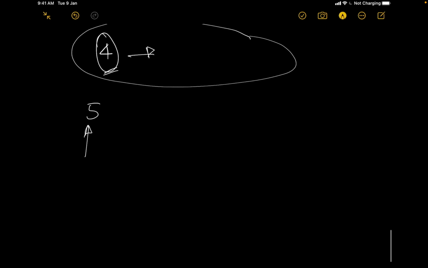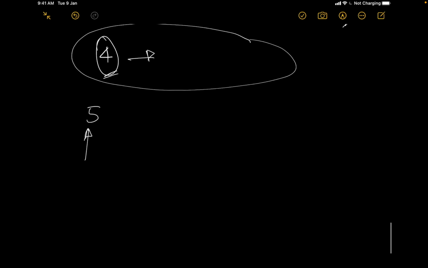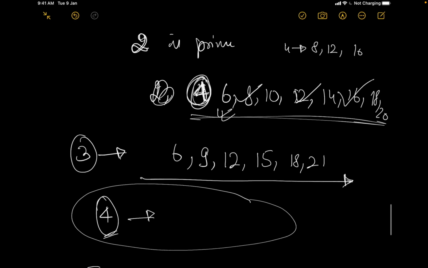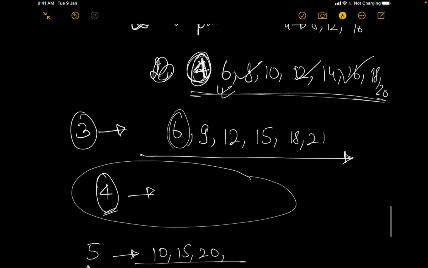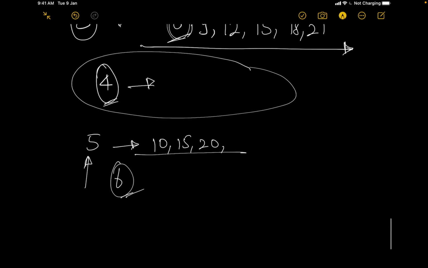So I'll check if 5 is a prime number. Yes, 5 would have been a prime number by now, or it wouldn't have been set to a composite number. So I'll say its multiples, that is 10, 15, 20, I need to mark them as composite. Then for 6, it's already been set to a composite number, so I need not do anything with that. For 7, I'll say okay, 7 is a prime number, so I need to mark its multiples.